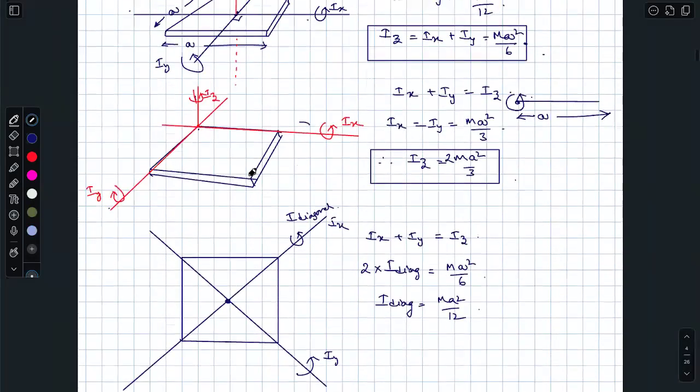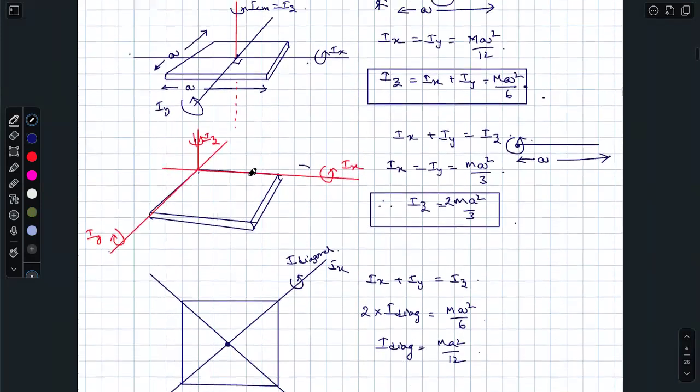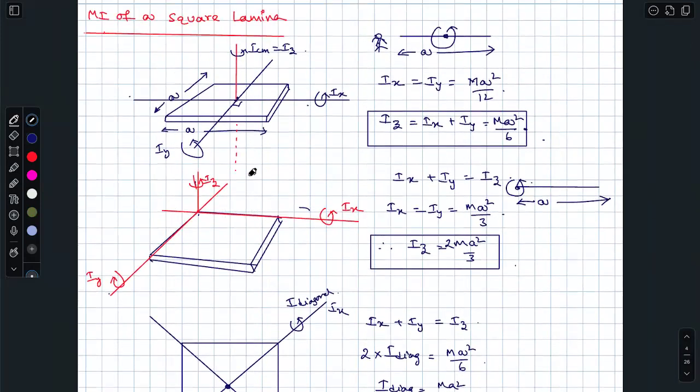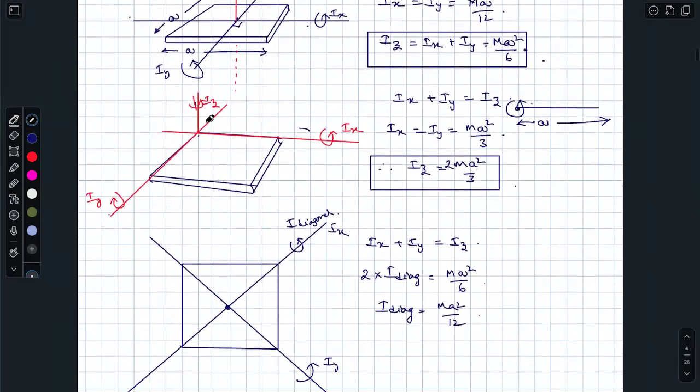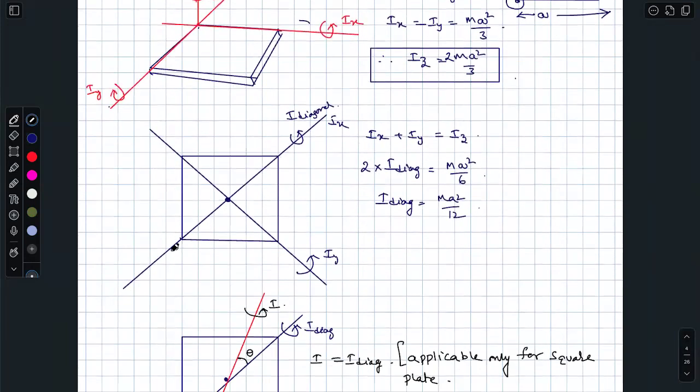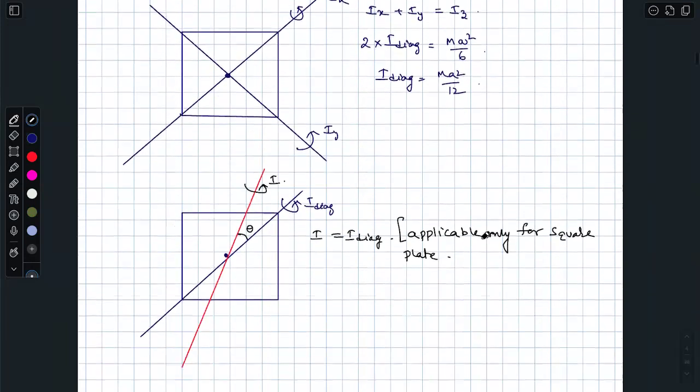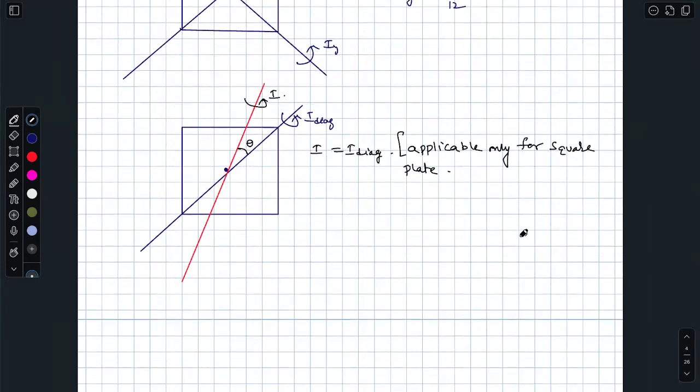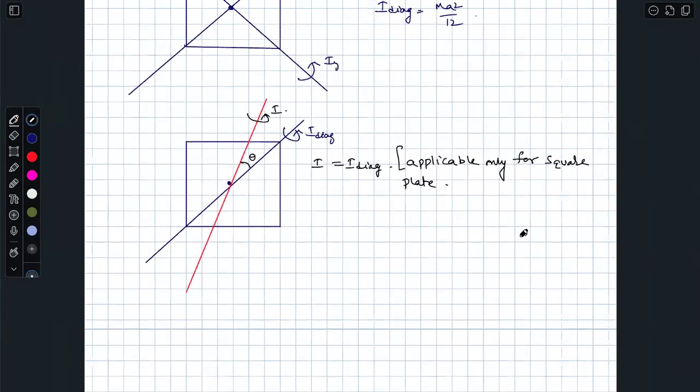Right. Regarding the square, give me clarity. Have you understood about the center, about the edge, about the diagonal, and a random axis? 4 different cases I have taught. Now tell me, have you understood this?